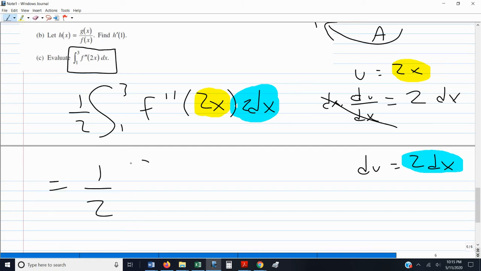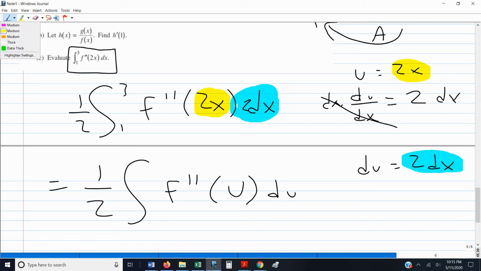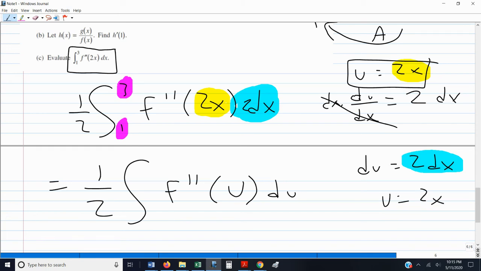Okay, I'm going to go 1/2. I'm not going to fill in my limits right now. f double prime, 2x is becoming u, 2 dx is becoming du. And then the upper and the lower limit, we're going to also change to u values. So here's how you move between x and u values. Right now, 1 is an x value, but if you plug it in, you get that the u value is 2. And 3 is also an x value.